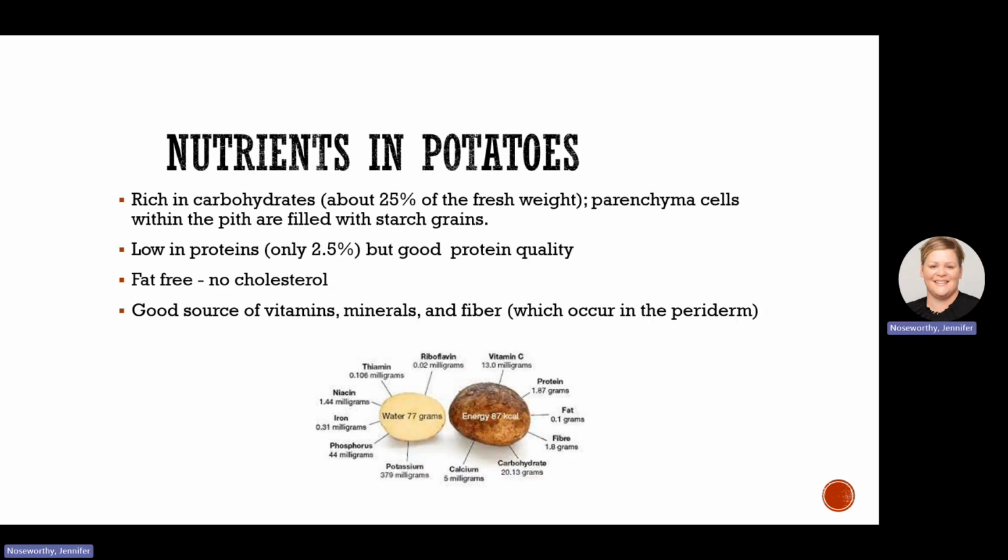Can you also think back to a time when maybe a family member or a parent said, you should eat the skin on the potato? That is true, because the exterior skin has a lot of nutrition in it, whereas the inside is mostly starch and water.